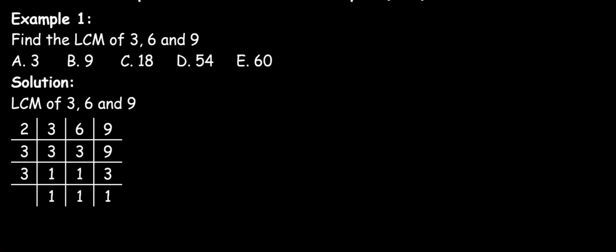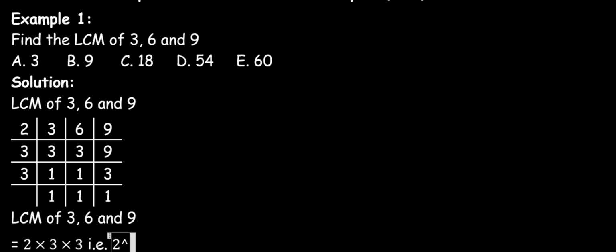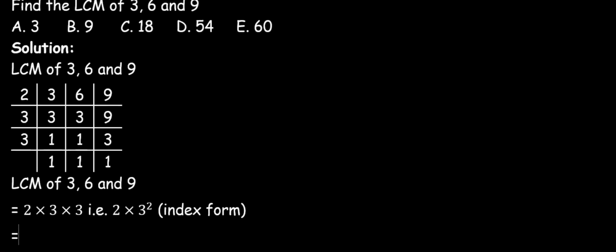Since we have achieved a clear result of 1, 1, 1, we can now say that the LCM of 3, 6, and 9 is equal to 2 times 3 times 3. That is 2 times 3 raised to power 2 in index form. And our value is equal to 18.